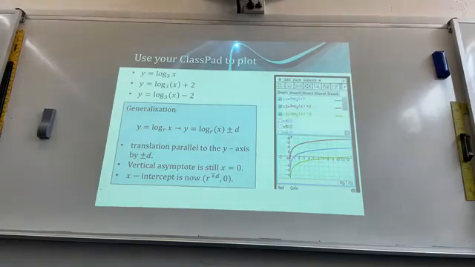Would the domain not stay the same? Sorry? Would the domain not stay the same? Yeah, the domain stays the same, the range stays the same as well. Yes, the domain and range stay the same for this one. Alright, let's move on.